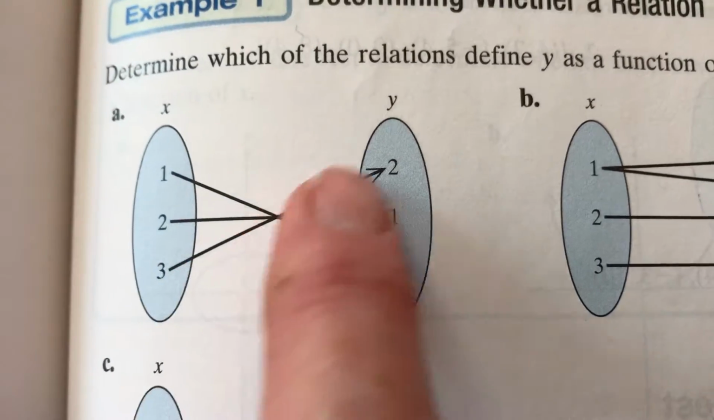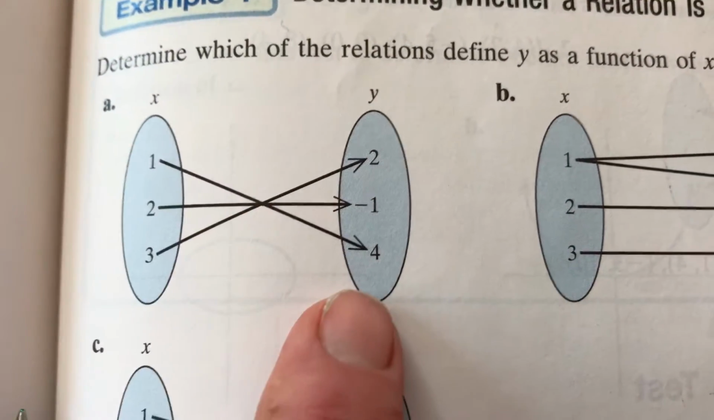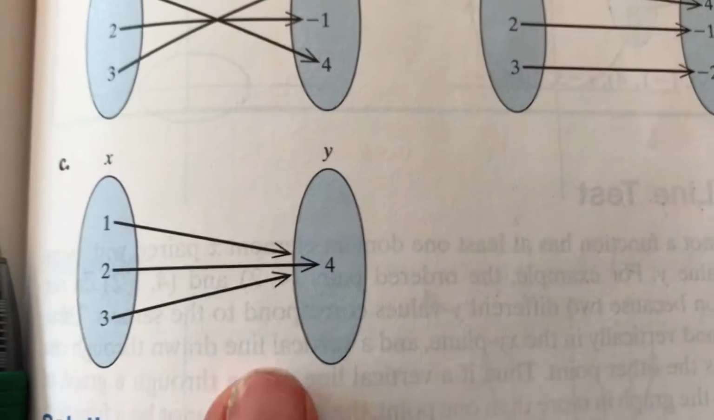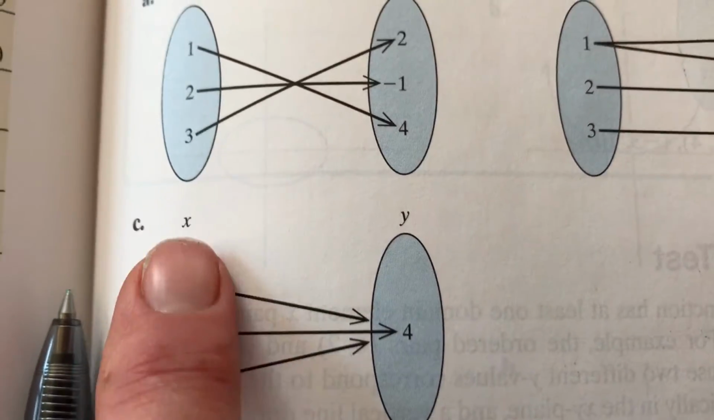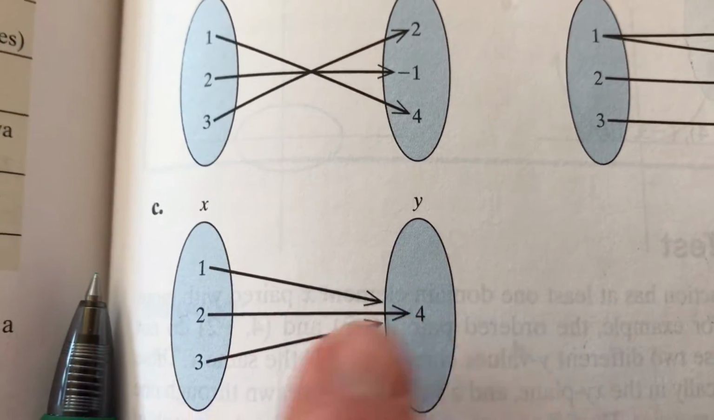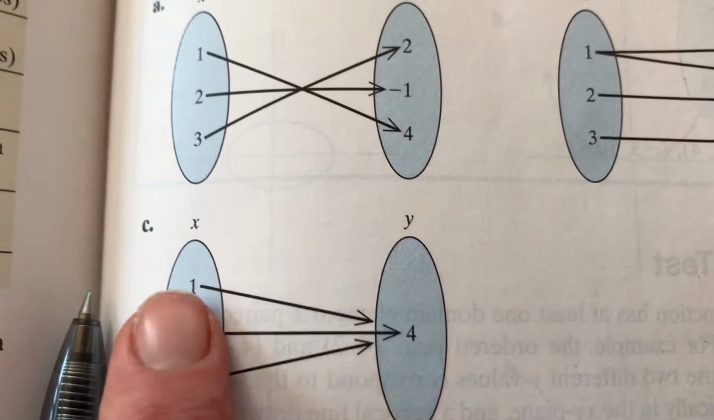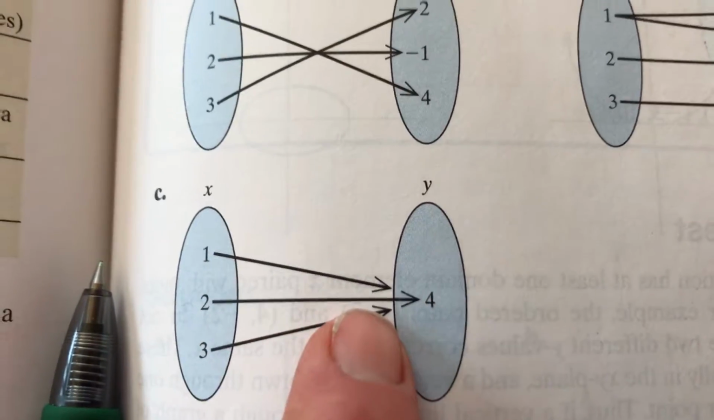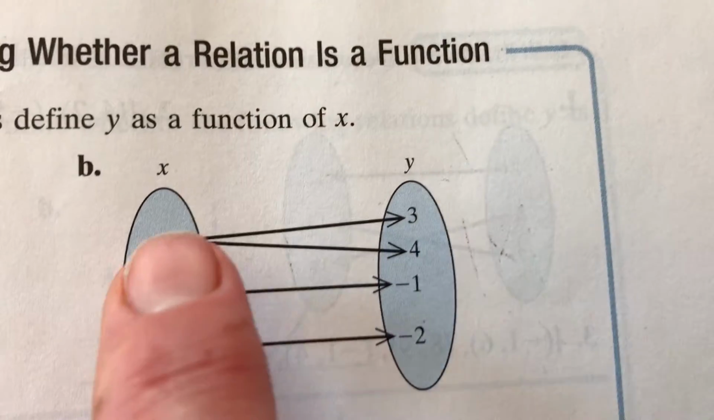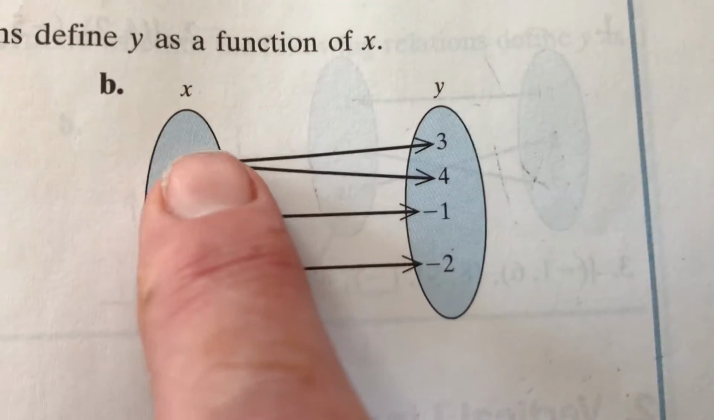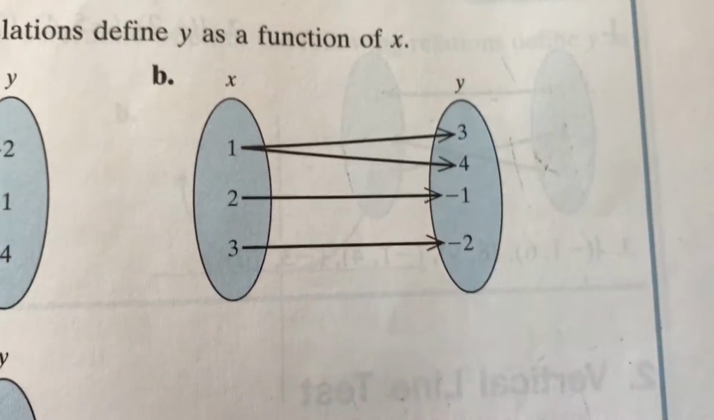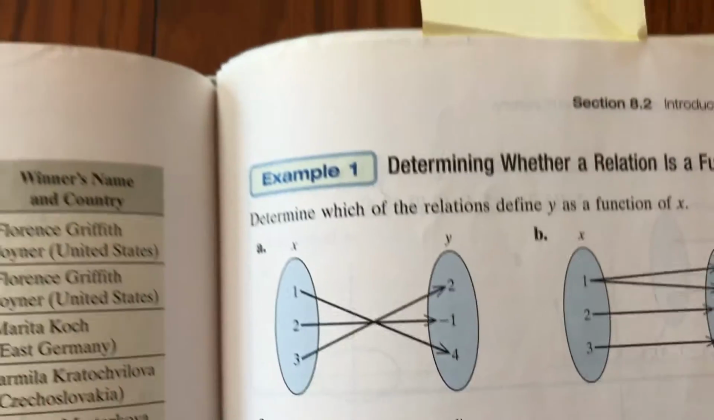So this one's okay because they're each only going to one element, okay? This one is actually a function. It's fine. They're all going to just one value of y. Okay, it's okay if they all go to the same one. That's a function. You just can't have an x that goes to two different values of y. Okay, so that's just kind of telling you what a function is.